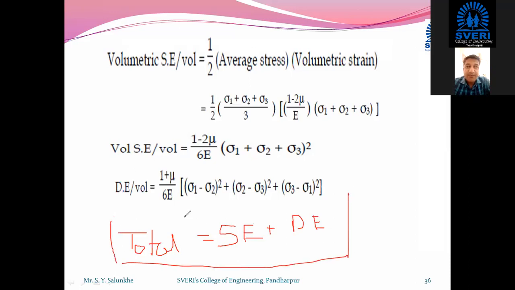So how can we calculate the distortion energy? That can be calculated as the total energy in that material minus the strain energy. That will be the distortion energy.